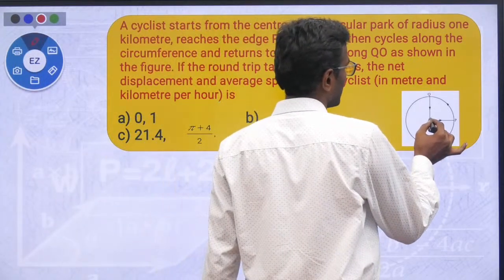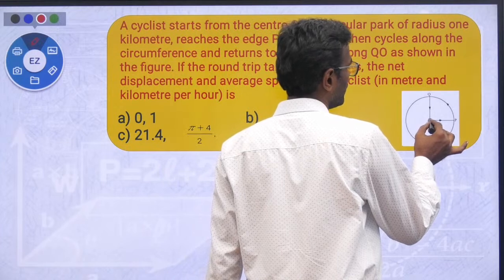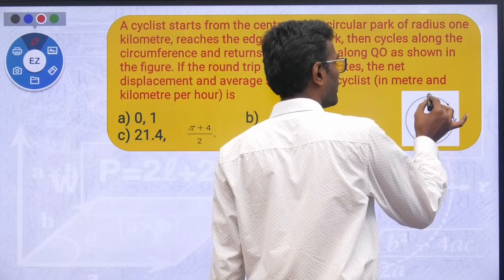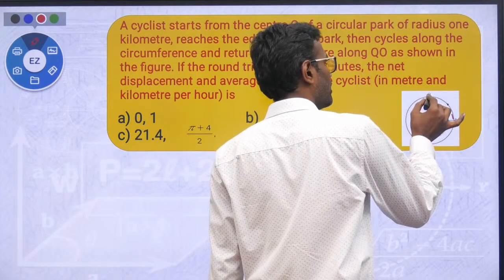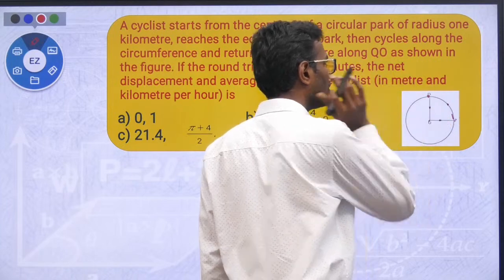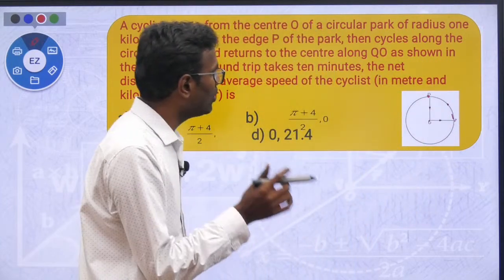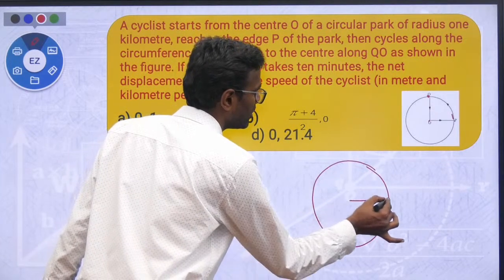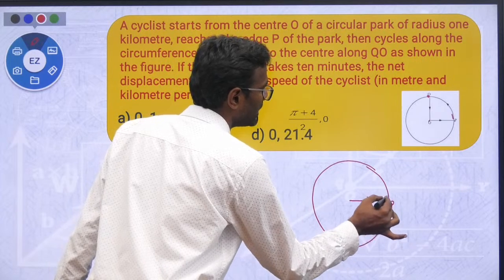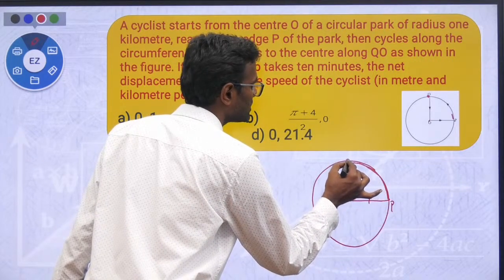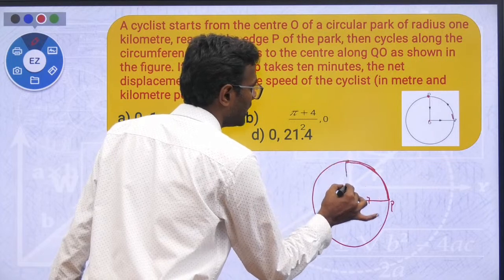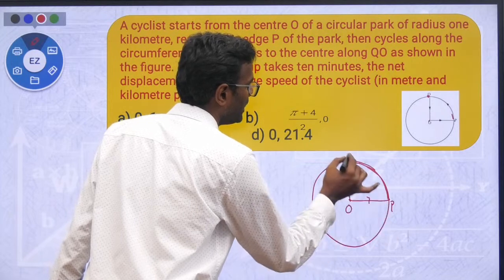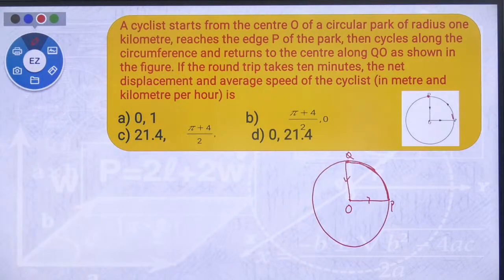According to the question, where is the person? The person is at O. He is moving towards P, 1 kilometer along the radius, then moving on the circle to the point Q, then Q to O. So I will draw the diagram. This is O, the starting point, O to P, then moving along the circumference of the circle, and it comes back to O.